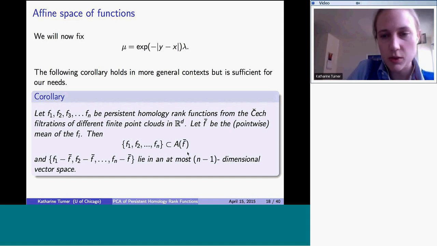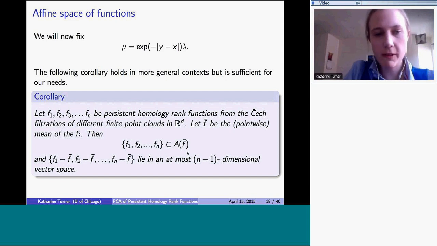So this is just a sort of rating in this context that, look, if we do have persistent homology rank functions that come from Čech filtrations of different finite point clouds in R^d, this means that we have the same k minus infinity and k infinity, then all of the rank functions will lie in an affine space. An affine space because each of the pairwise distances is finite. Because they lie in a finite space, they also lie in a finite space containing all of them.